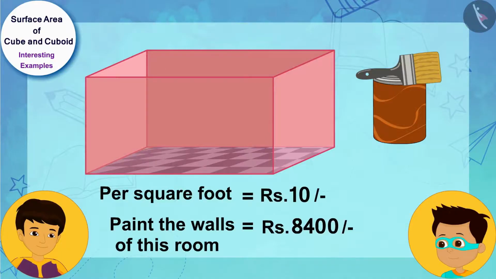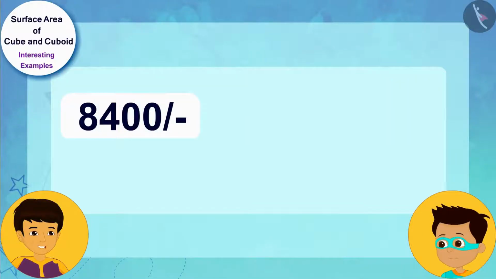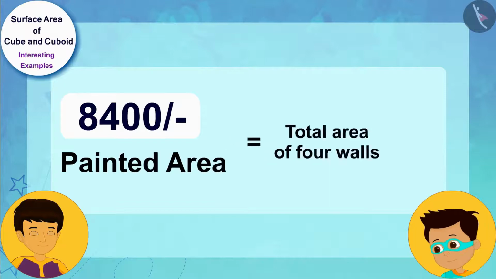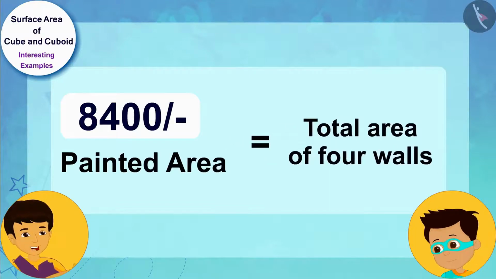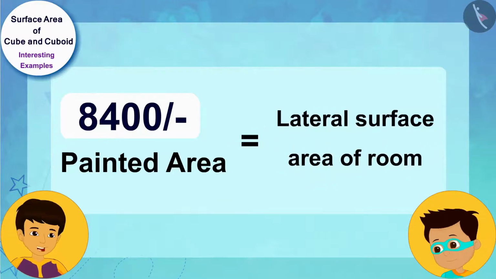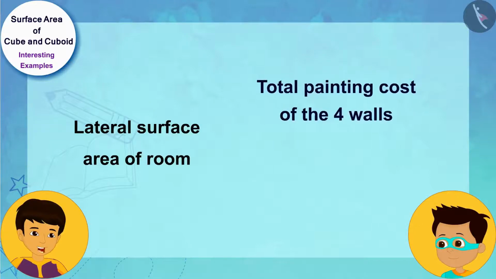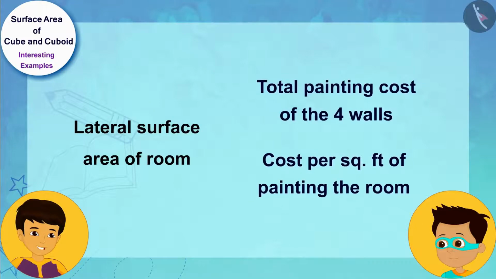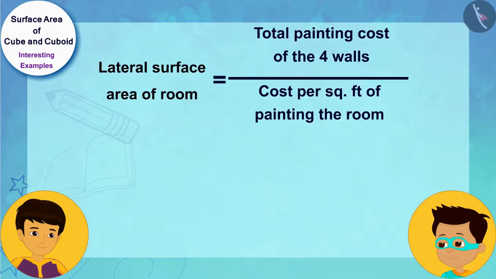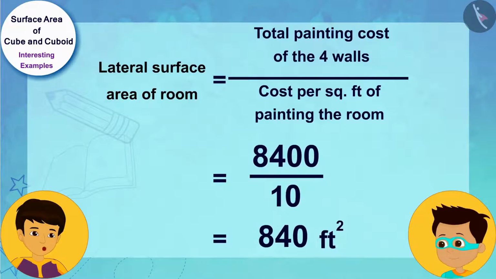this room. The area you painted for 8,400 rupees is equal to the total area of these 4 walls, or the lateral surface area of this room. To find the lateral surface area of a room, we only have to divide this cost by the rate per square foot that you paid for the color. Therefore, the lateral surface area of this cubic room is 8,400 divided by 10, or 840 square feet.